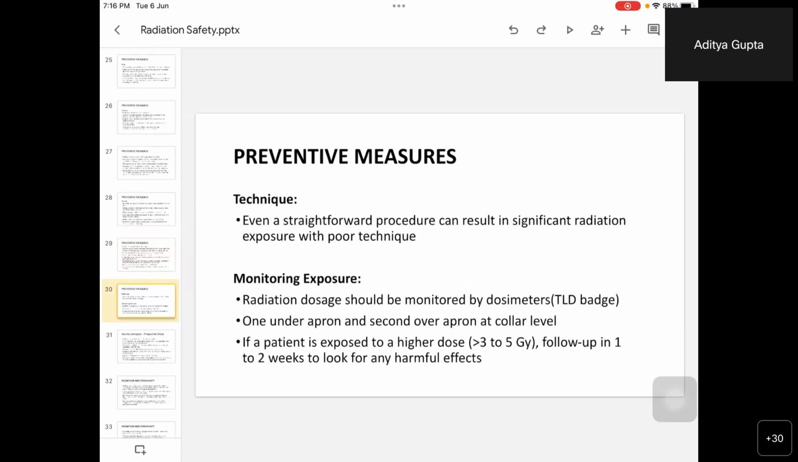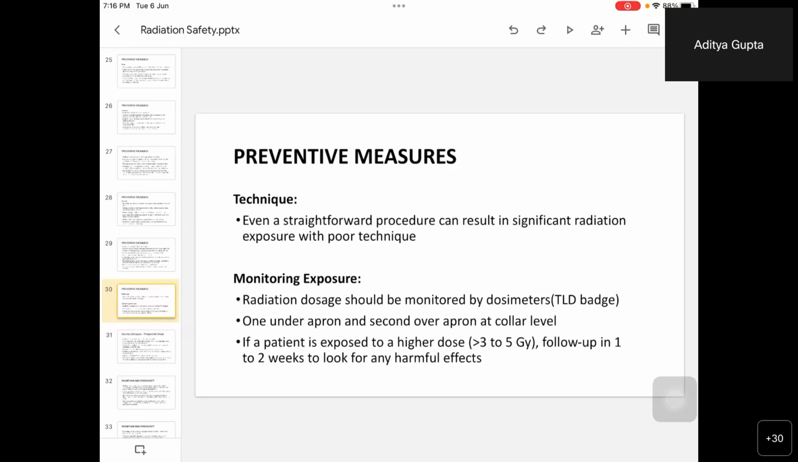Now coming to the technique, even a straightforward procedure can result in significant radiation exposure if the technique of the operator is poor. And for monitoring the exposure, radiation dosage should be monitored by dosimetry. TLD, thermal luminescence dosimetry batches should be used, and 2 batches should be used at a time.